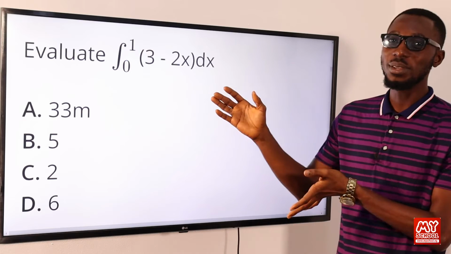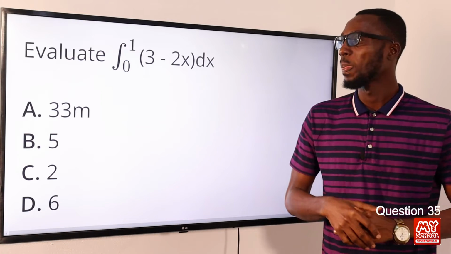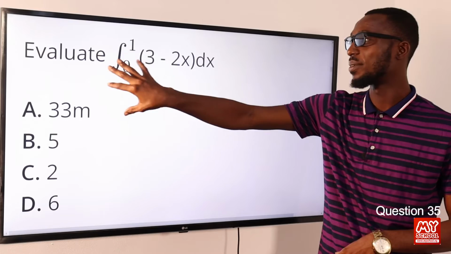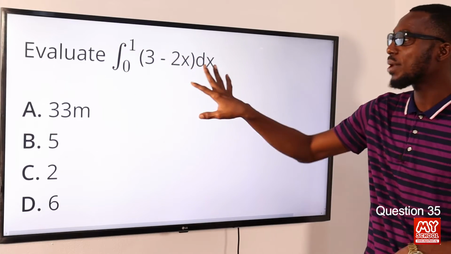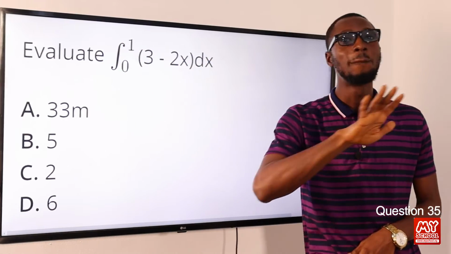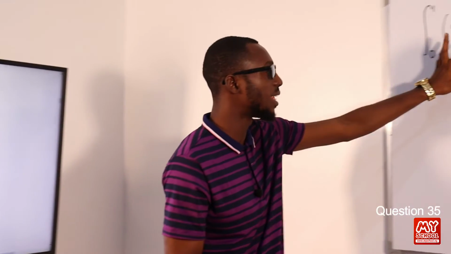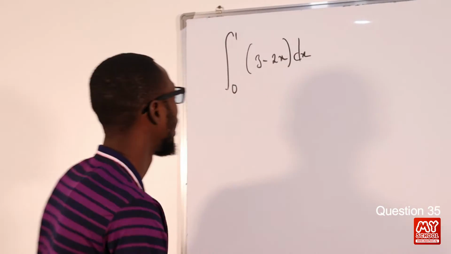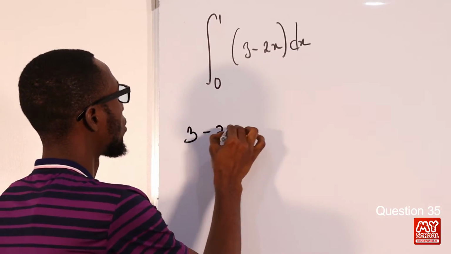Okay, so join me as we solve question 35. Evaluate the integral of 3 minus 2x dx. So this is very simple. You just have to first integrate what we have here, 3 minus 2x.